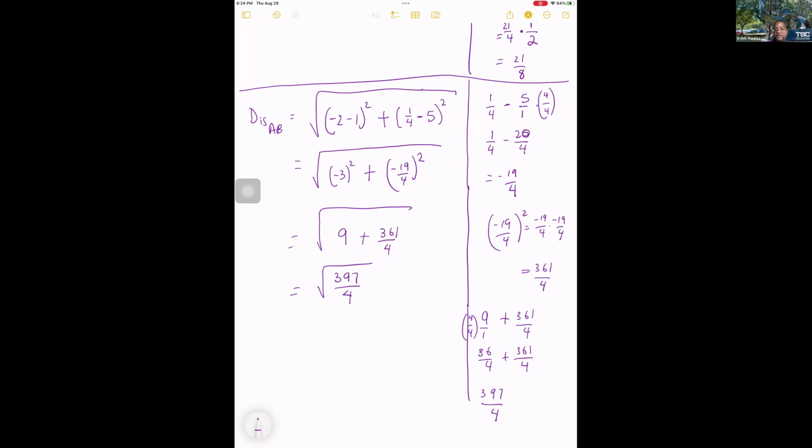397 divided by 4. I'm going to round to 2 decimal places. And that's going to be 9.962. Questions there?